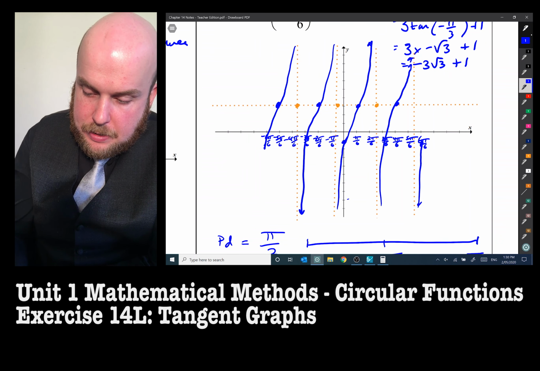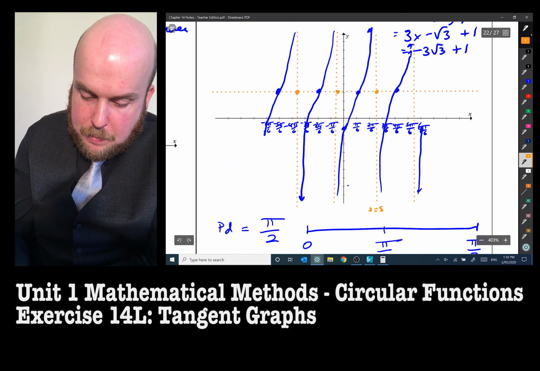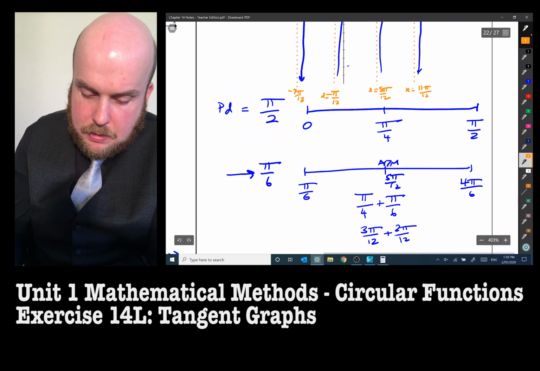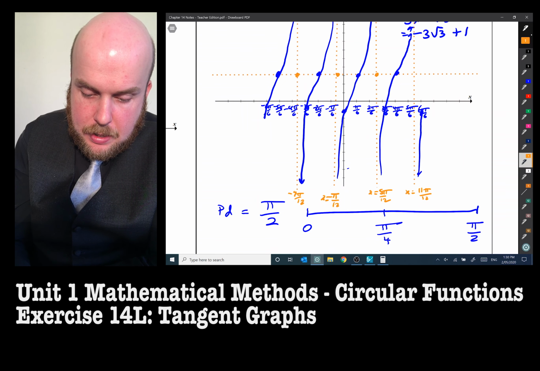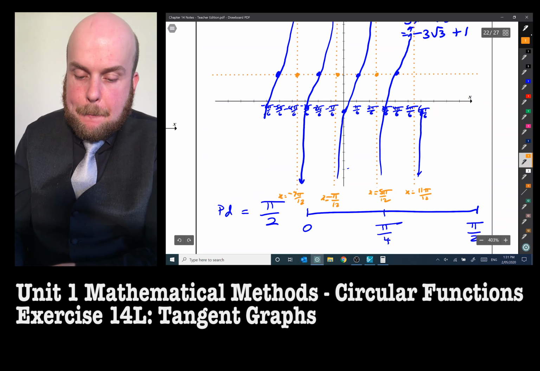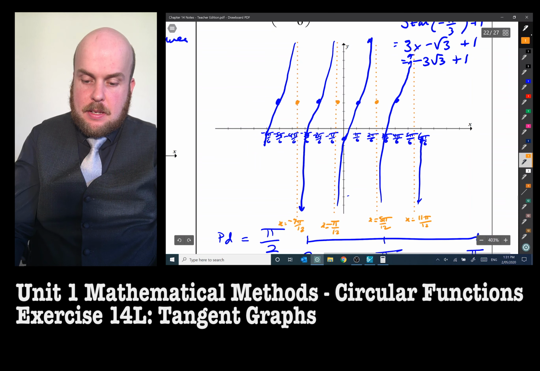So our asymptotes are at x equals 5 pi on 12, x equals 11 pi on 12, x equals negative pi on 12, and negative 7 pi on 12. Is it? So it's negative 3.5. Yeah, so it should be x equals negative 7 pi on 12. Yeah, there we go. And there are our asymptotes. I'll get rid of that dotted line because that was just a guidance mark.